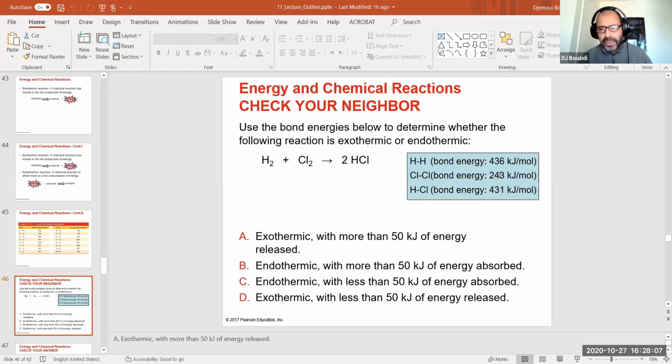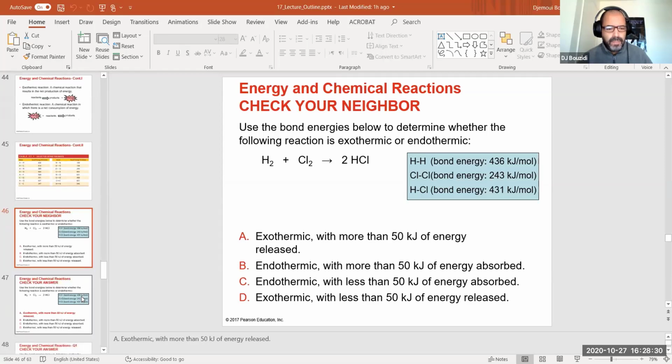So in order to break this one here, we needed, I think there's an answer, and the answer is wrong. Exothermic with more than. Yeah, with more than, so it's going to be 183. So it's not exactly 50 kilojoules. It's 100 more than. So the correct answer, yes, it's an exothermic with more than 50 joules. Okay, so I thought it was going to be exactly 50 joules.